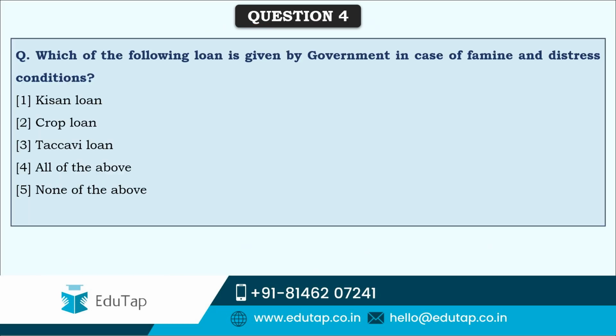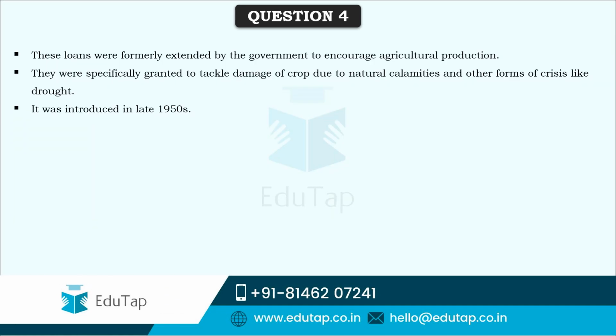So friends, here comes the next question. Which of the following loans is given by government in case of famine and distress conditions? And this particular loan is called Takavi Loans. They were introduced in the late 1950s, and these loans were specifically granted to tackle damage of crop due to natural calamities and other forms of crisis like droughts. Now these loans were formerly extended by the government to encourage agriculture production. Later, various kinds of agriculture finance instruments have been launched by the government.